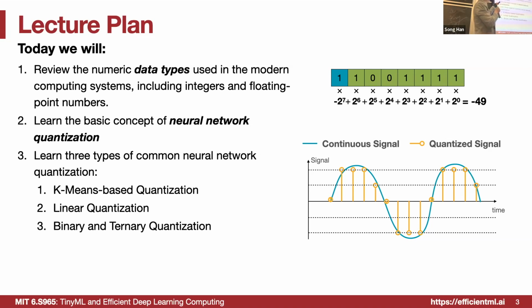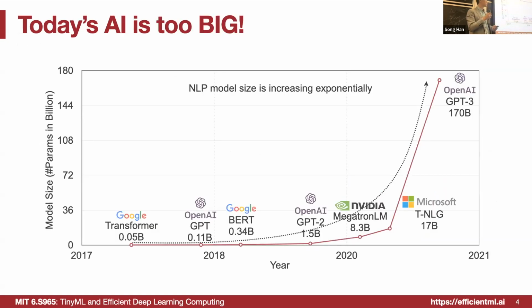So this is the agenda for today's lecture. We are going to first review the data types. How are we going to represent the numbers? int8, FP32, what are they? And then we are going to learn the basic concepts of network quantization. And then we are going to cover three types of widely used quantization methods, starting from K-means-based quantization, linear quantization, and also binary and ternary quantization.